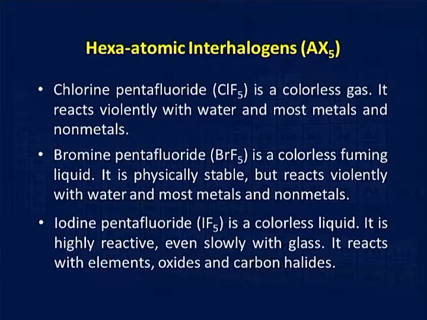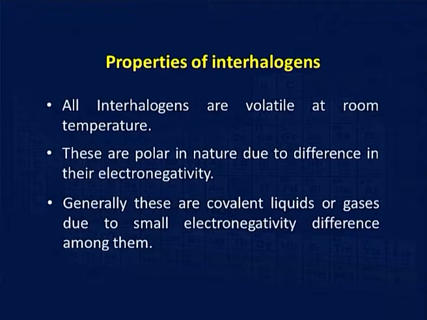Bromine pentafluoride is a colorless fuming liquid. It is physically stable, but reacts violently with water and most metals and non-metals, same as chlorine pentafluoride. Iodine pentafluoride is again a colorless liquid and it is highly reactive, even slowly with glass. It reacts with elements, oxides and carbon halides. All interhalogens are volatile at room temperature. These are the general properties shown by the interhalogens.